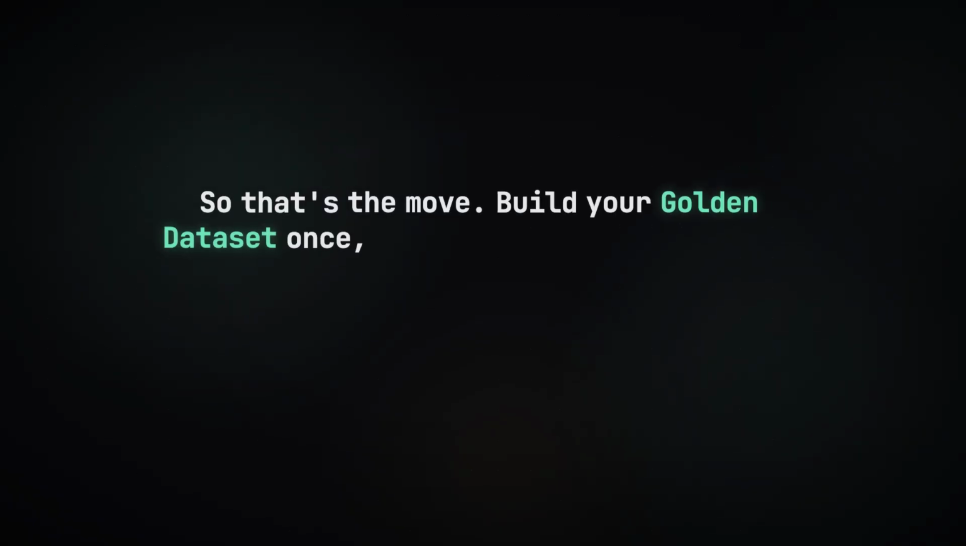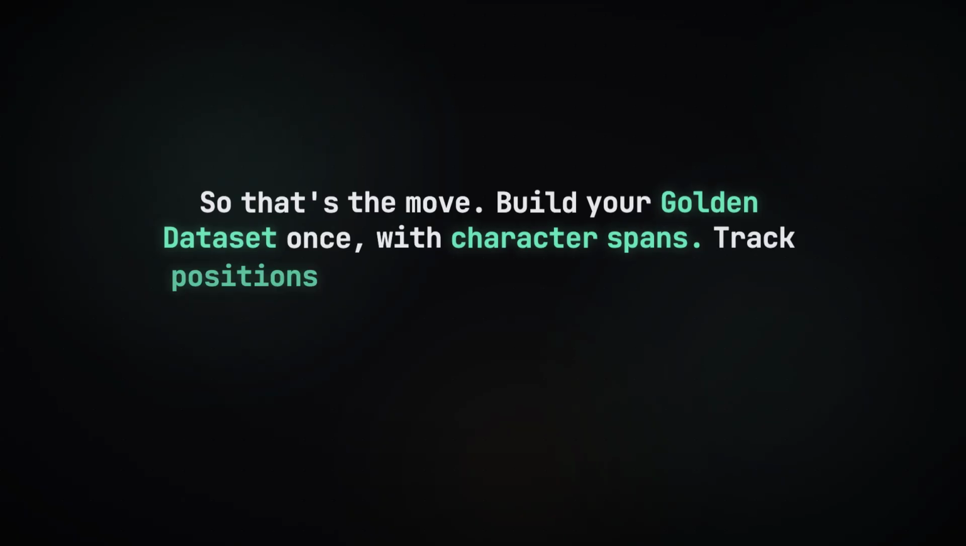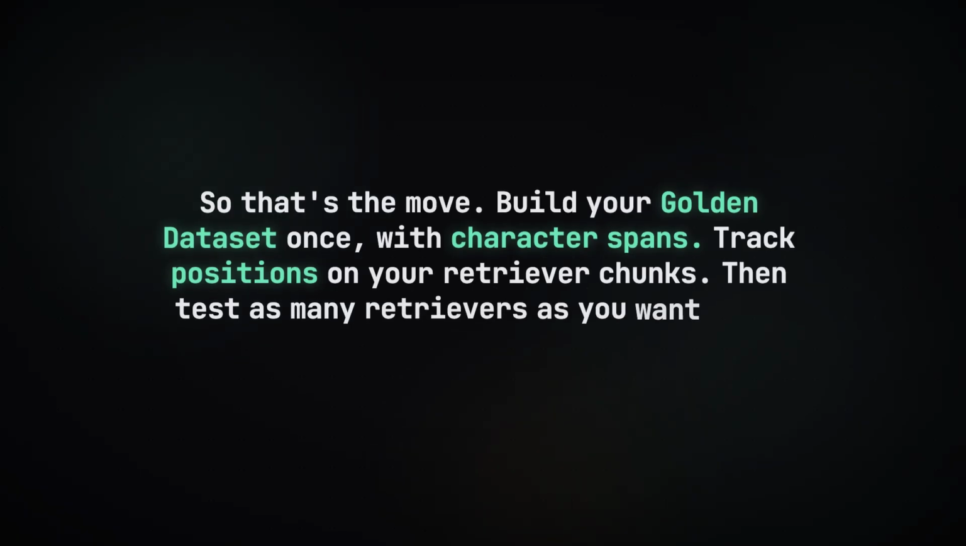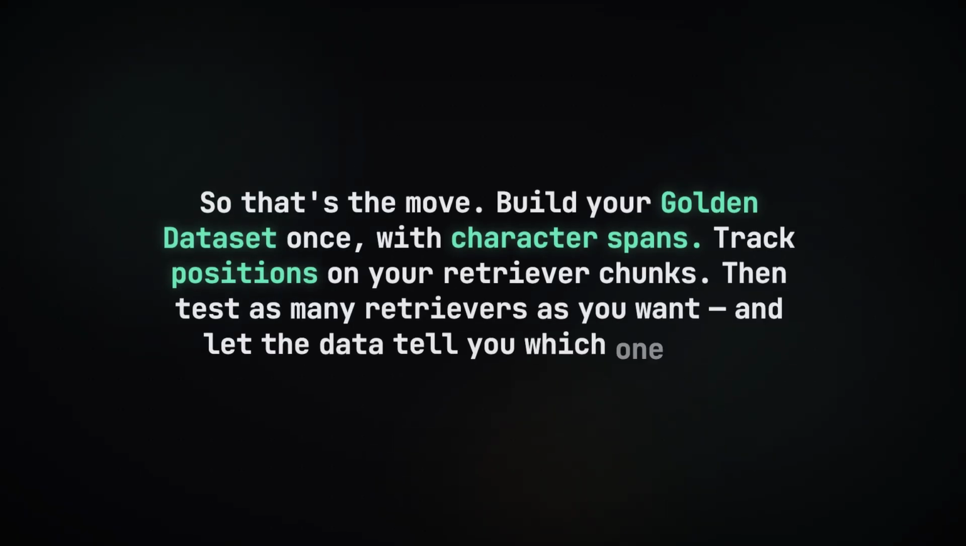So that's the move. Build your golden dataset once with character spans. Track positions on your retriever chunks. Then test as many retrievers as you want and let the data tell you which one wins.